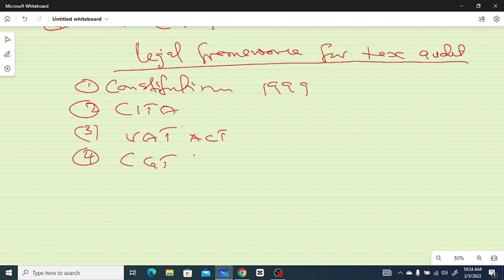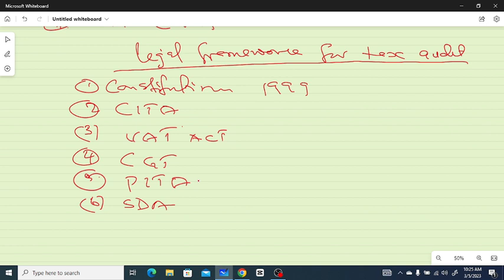We have the Petroleum Income Tax Act. We have PITA, the Personal Income Tax Act. We have the Stamp Duties Act, and we have the IFRS Act 2007. So these are some of the regulations, the legal framework for tax audit in Nigeria.